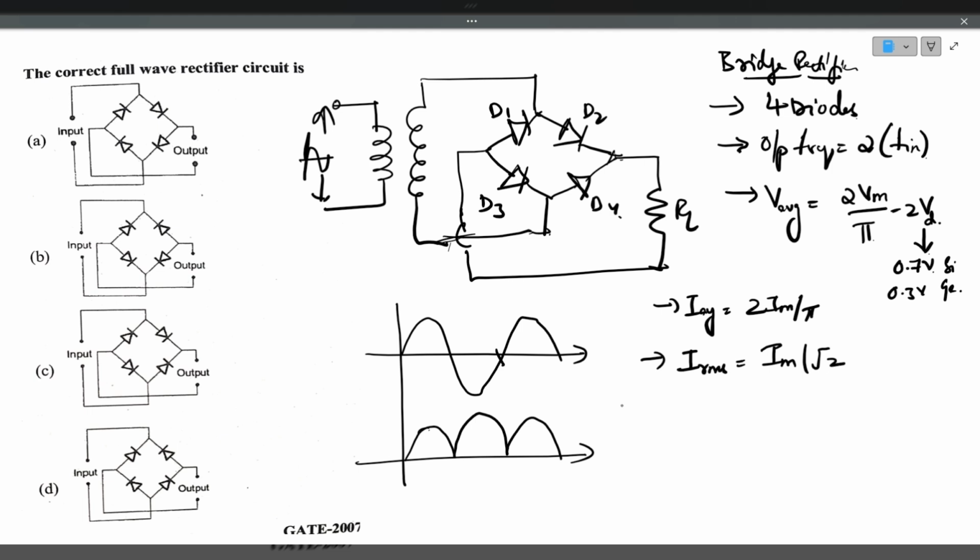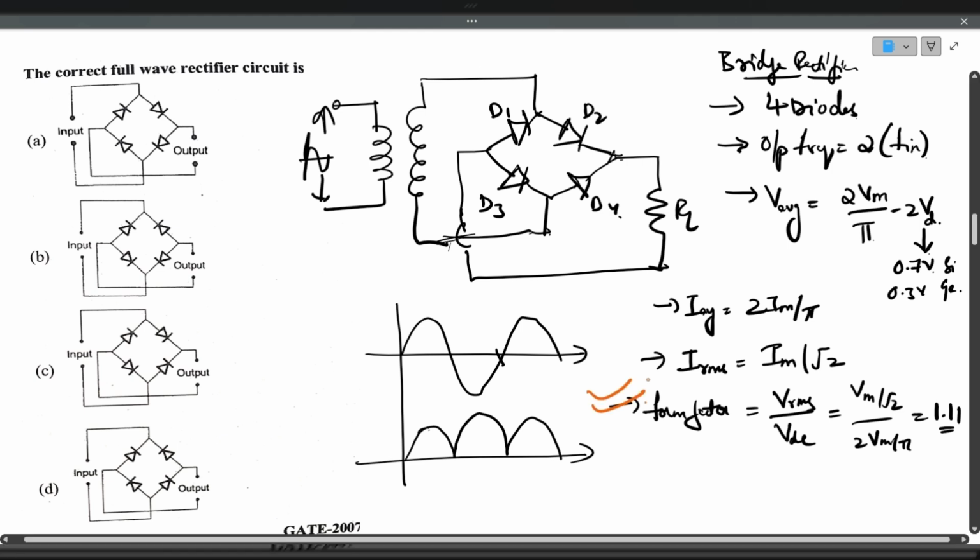So if you take the form factor, these values are very important from an examination perspective. Form factor is nothing but output VRMS divided by output average voltage. That is Vm by root 2 divided by 2 Vm by pi, which is equal to 1.11. This is the form factor, a very important value, asked in various examinations like RRB, SSC, JE also.